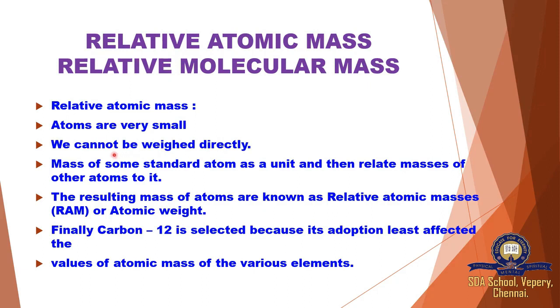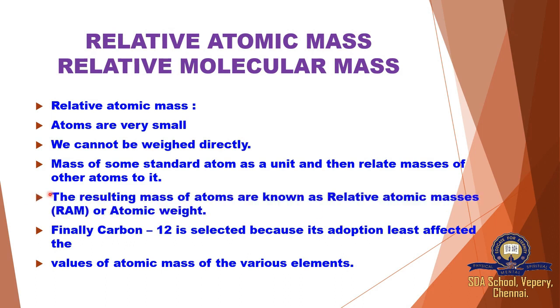So we are going to find a new method to weigh atoms. We take the mass of some standard atom as a unit and then relate the masses of the other atoms to it. We can take one atom's weight as a standard unit and compare another atom to it to find the weight of the unknown atom. The resulting mass of atoms is known as relative atomic mass. Comparing the known weight to the unknown weight, we call it relative atomic mass.